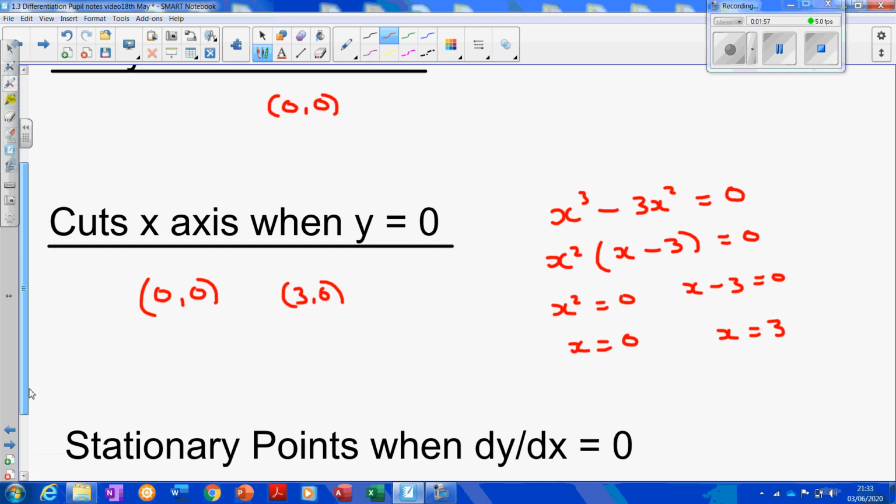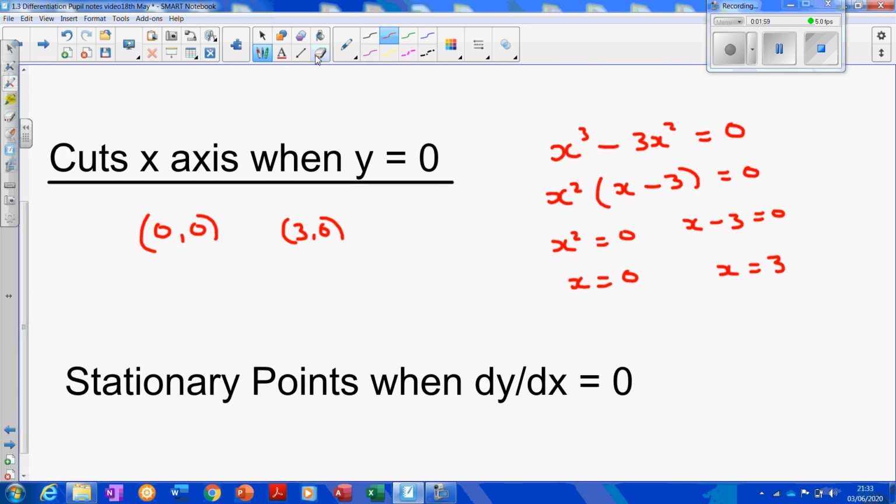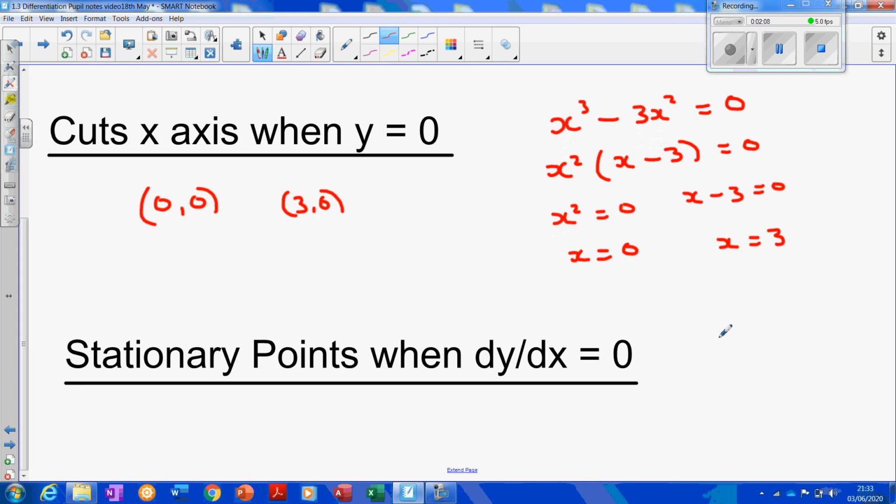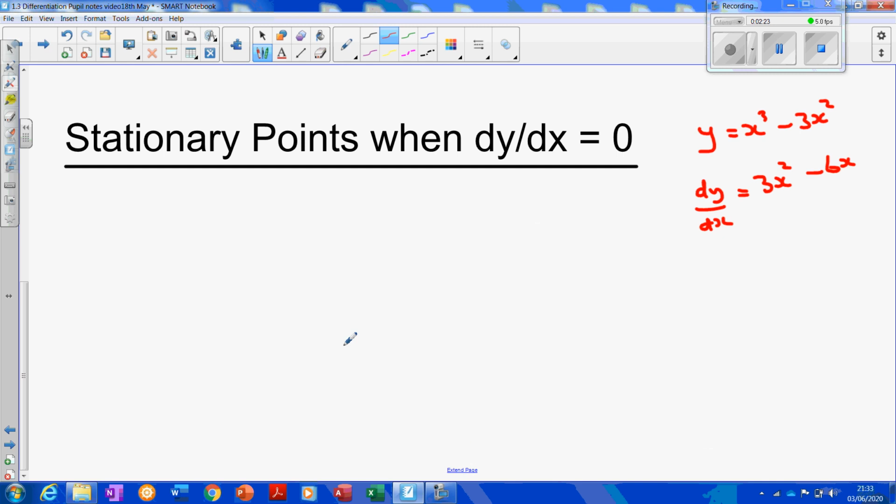Right, so the third thing is we've got to find out where the stationary points are. So stationary points occur when dy by dx is equal to 0. Right, so we want to find dy by dx. So y is equal to x to the power of 3 minus 3x squared. So dy by dx will be equal to 3x squared minus 6x. Right, so we want to make that equal to 0, so I'll write it over here. So 3x squared minus 6x equals 0.